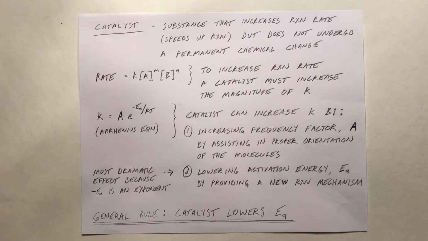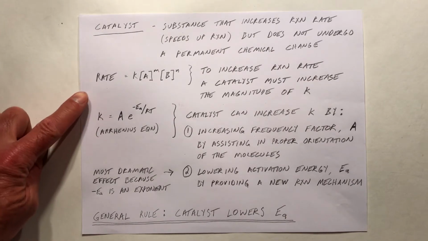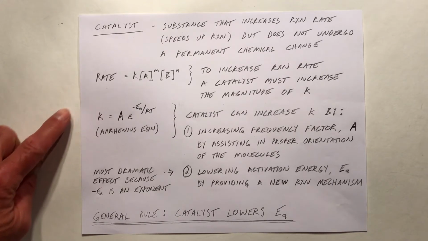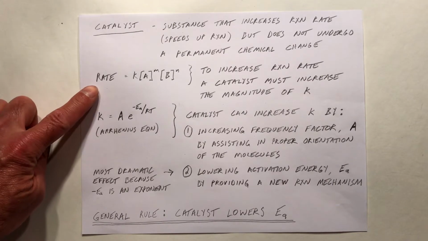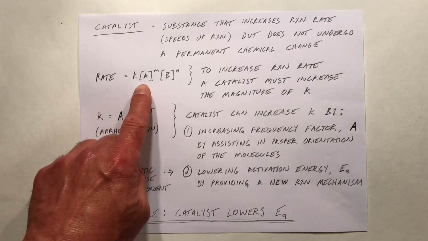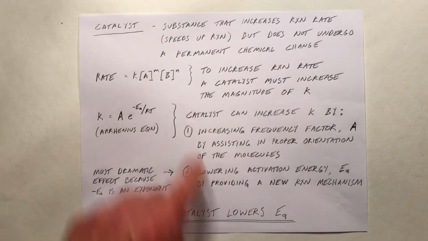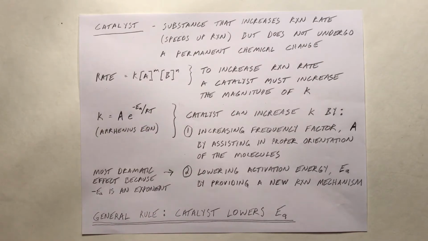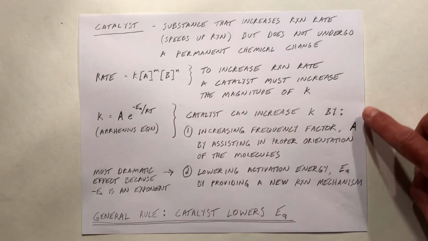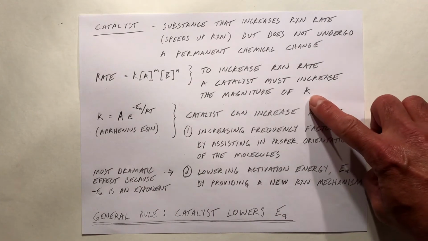So how do they work? Well, let's consider that the general rate law for a reaction with two reactants A and B forming products looks like this. The rate of the reaction is equal to K, the rate constant, times the concentration of chemical A to the M power times the concentration of chemical B to the N power. So from that equation, we can see that to increase reaction rate, a catalyst must increase the magnitude of K, the rate constant.